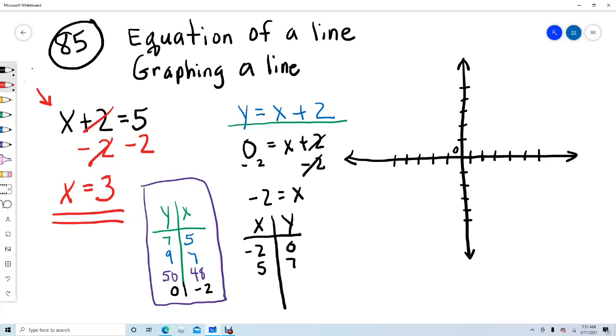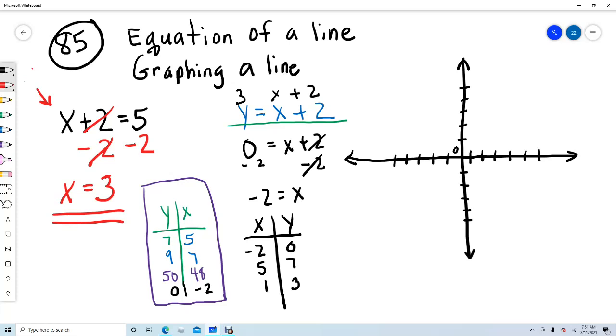And I'm going to try another simple one. When y is 3, x is going to be 1. I hope you saw what I did there. 3 equals x plus 2. What must x be? If y is 3, then x must be 1. Y equals 1 plus 2. So here I have 3 points.